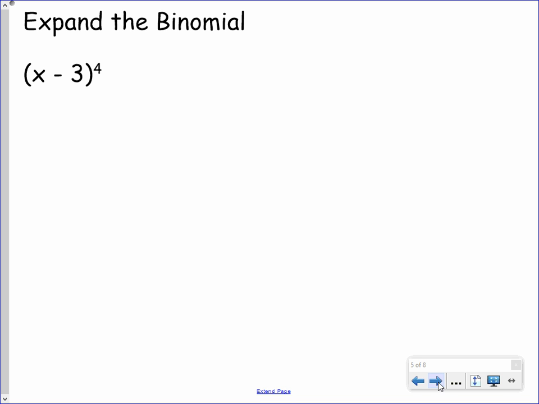If I were going to start this problem, I of course would start with that very first combination. Remember, for that combination, you're going to start with your power. So you're going to do a combination of 4 choose 0.